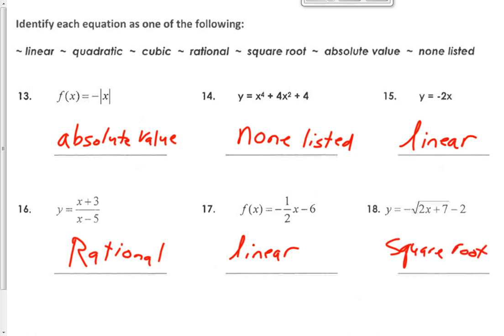So there's a little bit about identifying the type of function it is, either by looking at the graph or by looking at the equation. Let me know if you have any questions on any of those functions when you get to class tomorrow.